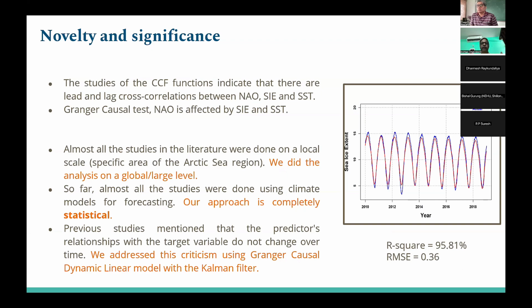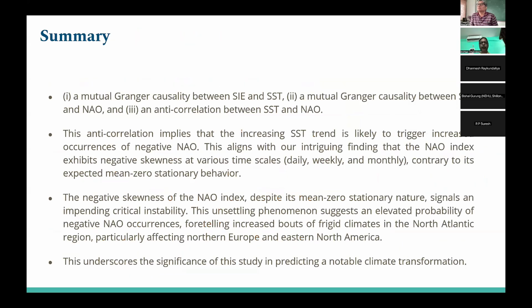Our approach is very statistical and different from the climate models. We addressed a lot of criticisms present in the previous studies, and we have used very interdisciplinary techniques. So the summary is that, as I showed you, there is a Granger causality between these different variables. The anti-correlation implies that the increasing SST trend is likely to trigger increased occurrences of negative NAO, and that means the weather pattern will change. This underscores the significance of this study in predicting notable climate change. So that is typically the type of study we have done here.